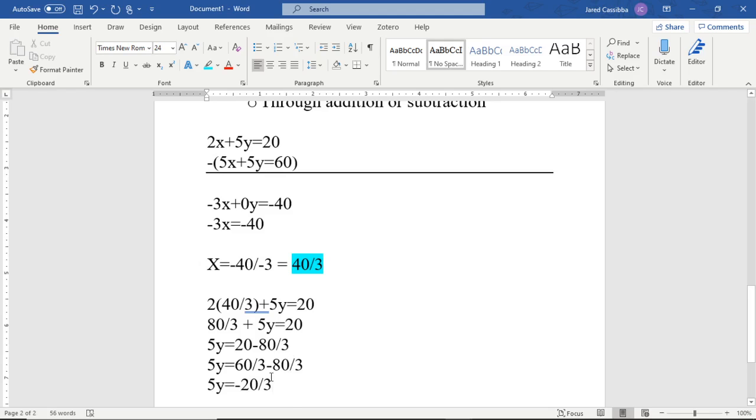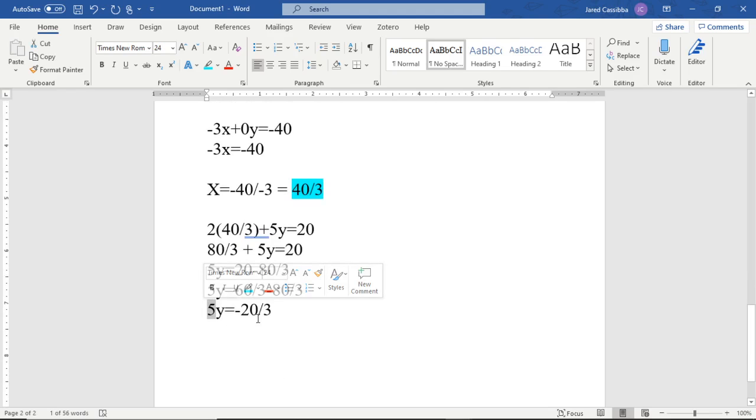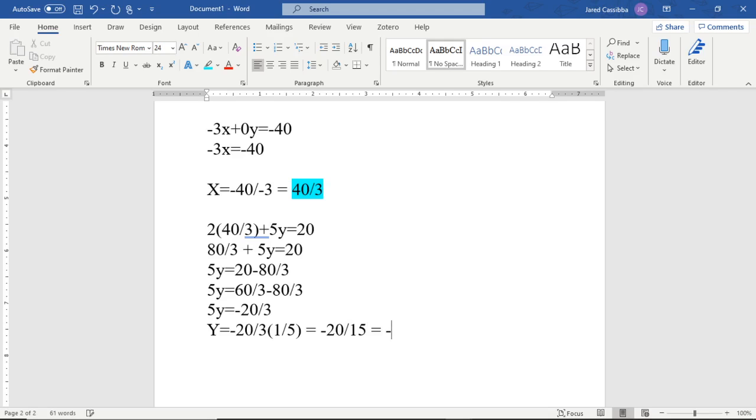Okay. And then I have to divide by that 5. So it's y equals negative 20 over 3 times 1 over 5, which is going to be equal to negative 20 over 15. Now this can reduce. They're both divisible by 5. So that's going to be negative 4 over 3. Okay. So if we have an x, we now have a y.